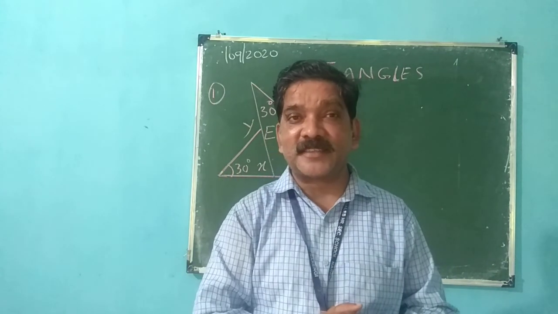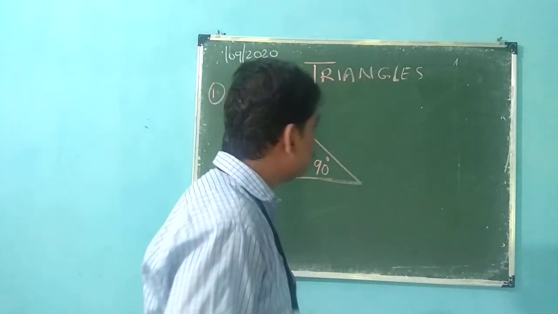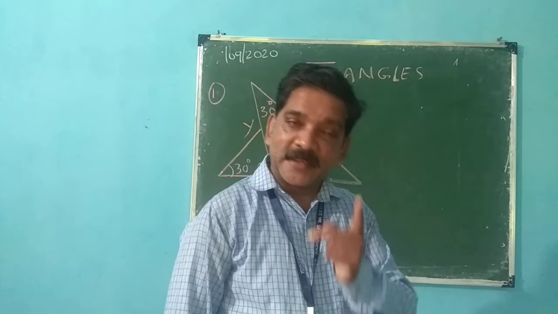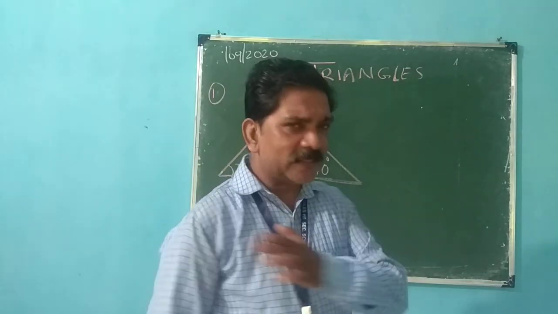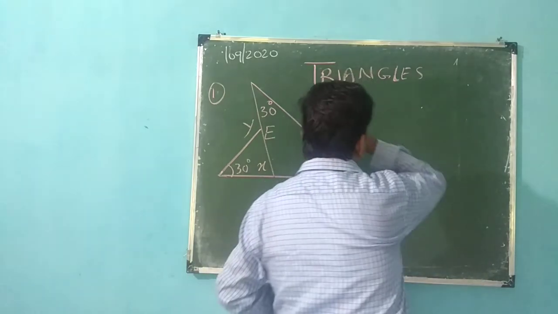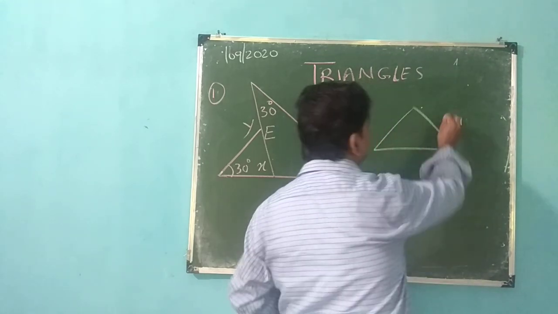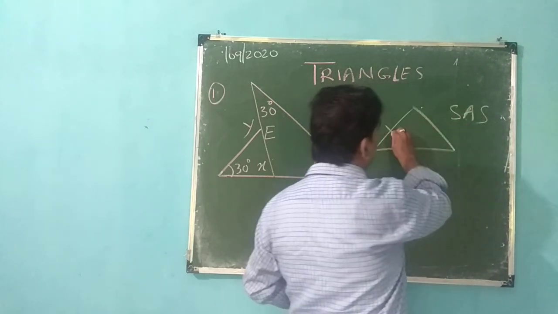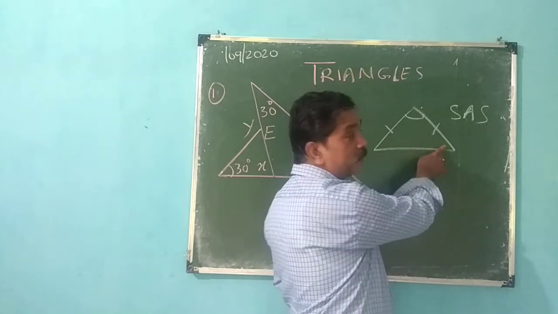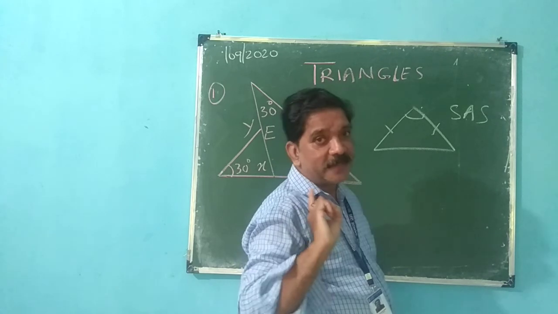Okay, so in the last class I taught you four criteria. Those four criteria were SAS, ASA, SSS and RHS. Just let me make a short recap on this, then I'll come to this question. So what is SAS? SAS is side angle side. Remember, side angle side. This angle should not be here. This angle should be here. Okay? Side angle side. Clear?